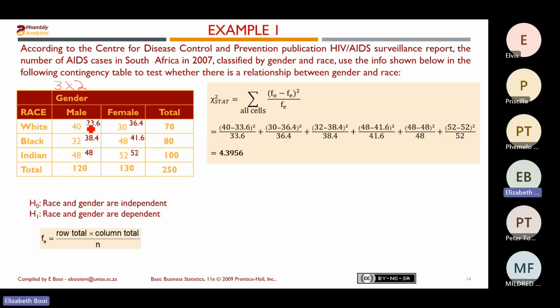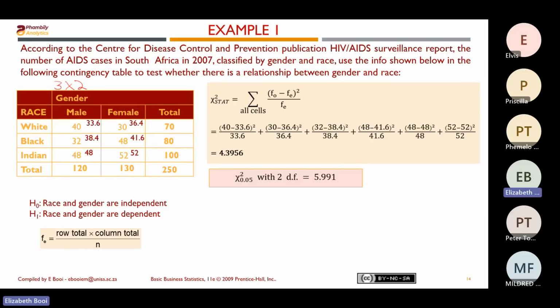40 minus 33.6 squared divided by 33.6, plus 30 minus 36.4 squared divided by 36.4, plus 32 minus 38.4 squared divided by 38.4, until we get to 52 minus 52 squared divided by 52. And when we calculate all of this and sum them up, we get 4.3956.